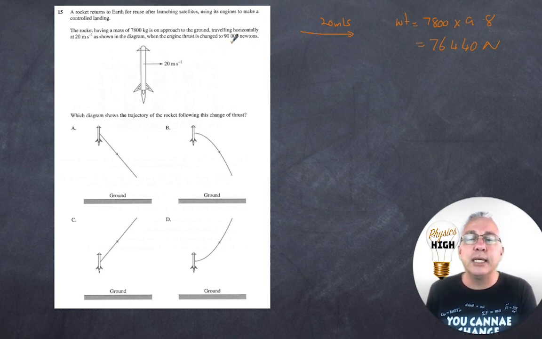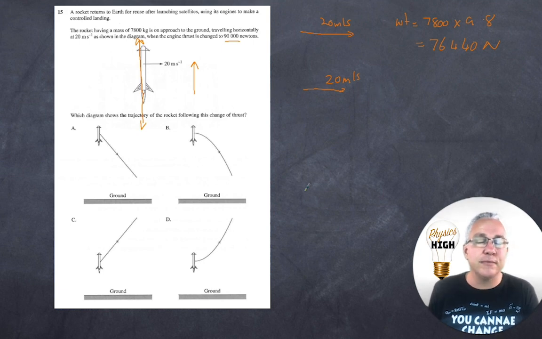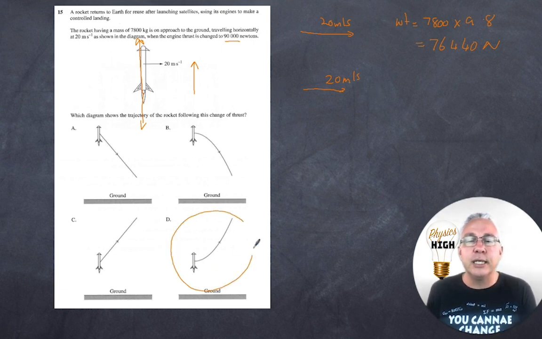So now what's happening is it's going to be increased. So now what that means is that the rocket is still moving at 20 meters per second, but it's now got a greater value for the force. In that case, we have a force that is, let's say, due to gravity, but now we end up having a larger force. So we get a net force in that direction, which means it will start to accelerate in that direction. But of course, it's still moving at a constant velocity. And so as a result, D is our answer.